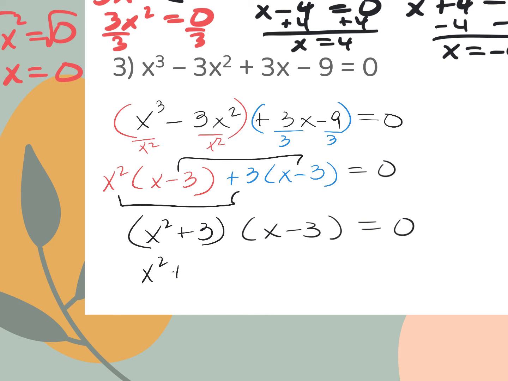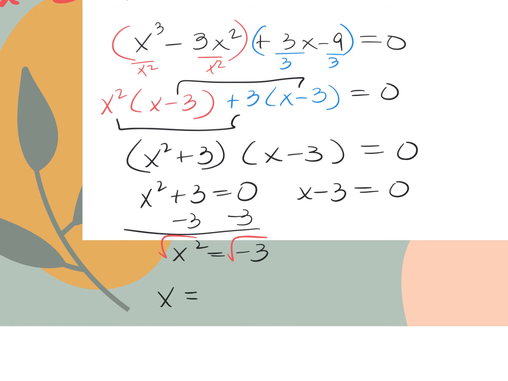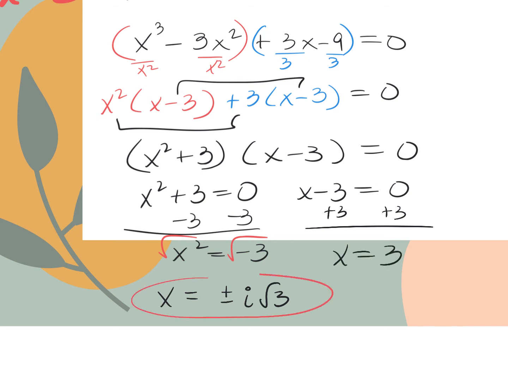So x squared plus 3 equals 0, and x minus 3 equals 0. Subtract 3. I'm going to get an imaginary solution on this one. Square root both sides. This becomes x equals plus and minus the square root of negative 3, which becomes i square root 3. And then over here, add the 3, and x equals positive 3. So I have 2 imaginary solutions and 1 real solution. Notice the highest power was x to the third, telling me I needed 3 answers.